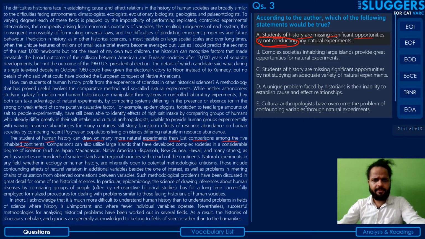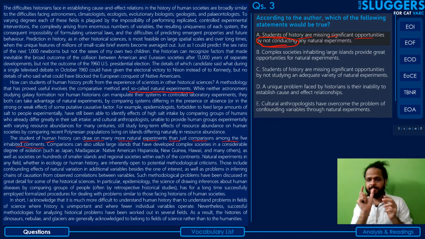Okay, and in fact, that's the reason why the author uses the expression so-called natural experiments when he introduces this term for the first time. He says so-called natural experiments because experiments as a word might imply that it's something to be conducted from some point of time onwards. But these are actually just systems that need to be studied, right? And that's why he calls them so-called. So that's the reason why you'll eliminate option A.